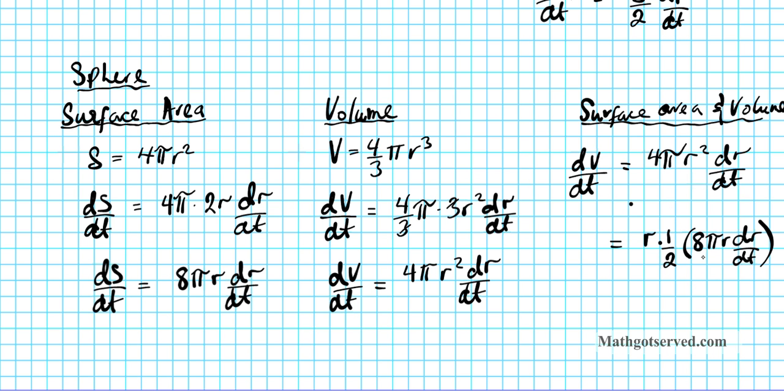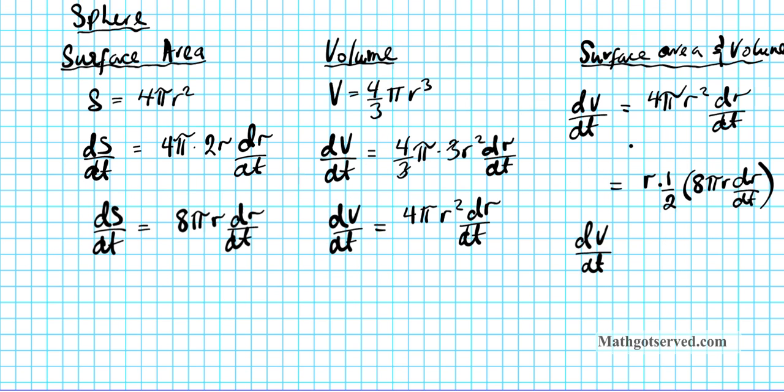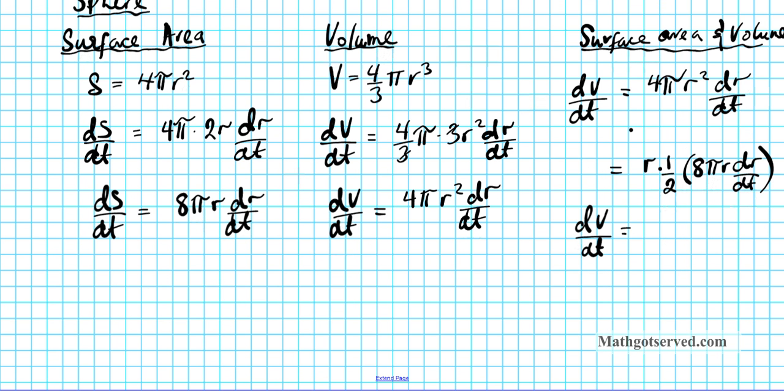All right, now written in a form where I can substitute dS/dt in here and clearly see the relationship between the instantaneous change in volume and the instantaneous change in the surface area. So the dV/dt is going to be r over 2 times dS/dt. Okay, so that's what relates the volume and surface area.